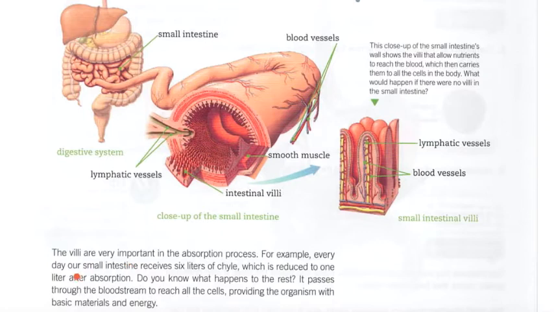For example, every day our small intestine receives 6 liters of chyle, which is reduced to 1 liter after absorption. This means that your small intestine absorbs 5 liters of chyle every day. Do you know what happens to the rest? It passes through the bloodstream to reach all the cells, providing the organism with basic materials and energy.